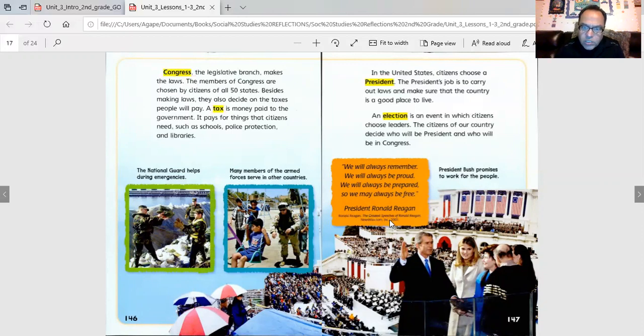This is something that President Ronald Reagan said in his inauguration. That was one of the greatest speeches of Ronald Reagan. President Bush. This is President Bush, not Ronald Reagan. Ronald Reagan, I'm sorry about that. I should have known that. That's what I thought. I was so wrong. President Ronald Reagan was way before him. This is President Bush. He promised to work for the people.